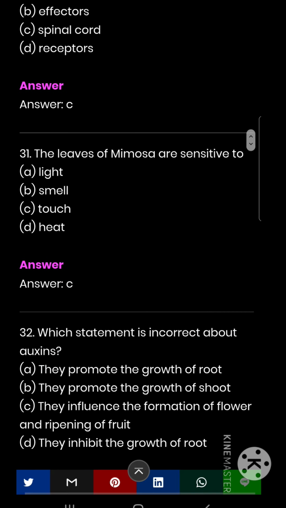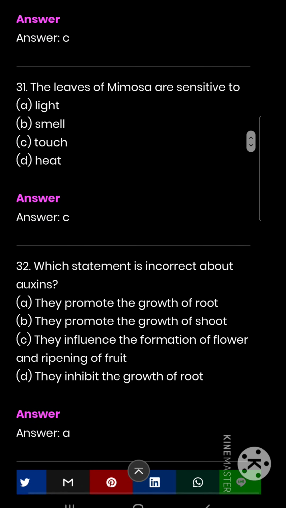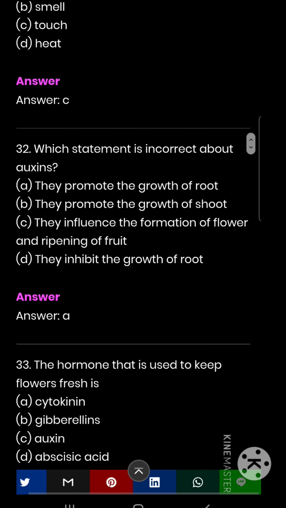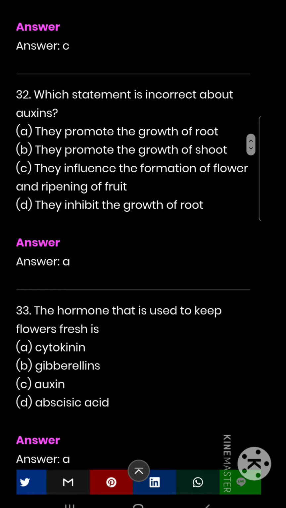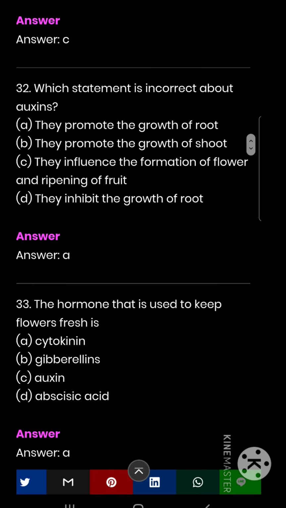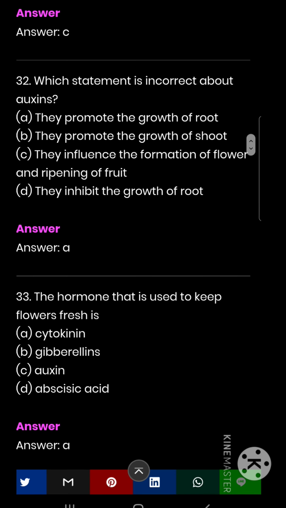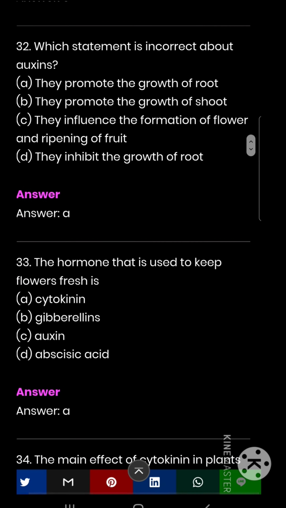The leaves of Mimosa pudica, that is touch-me-not plant, are sensitive to touch. Which statement is incorrect about auxins? They promote the growth of root, they promote the growth of shoot, they influence the formation of flower and ripening of fruit, they inhibit the growth of root. It is they promote the growth of root.